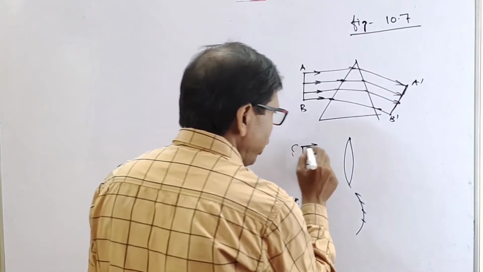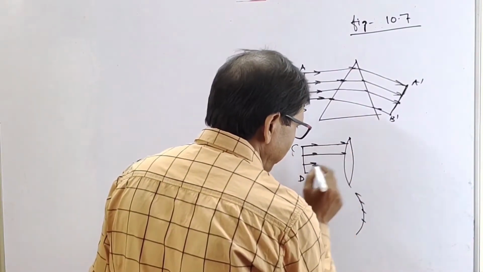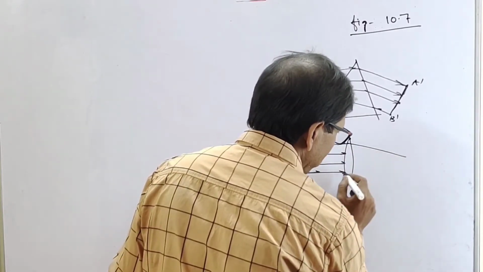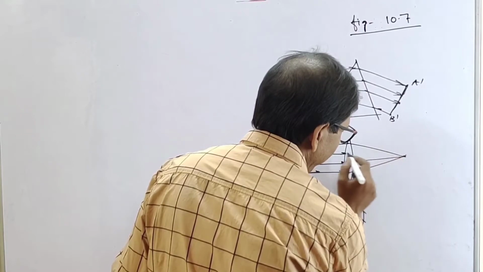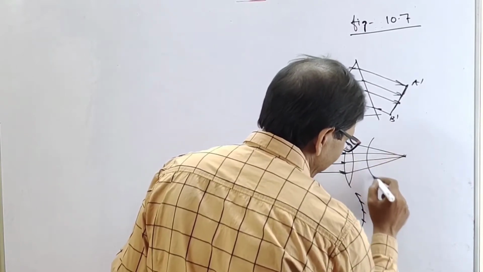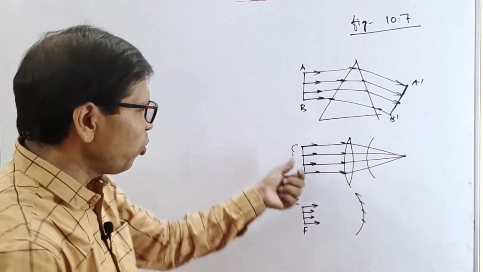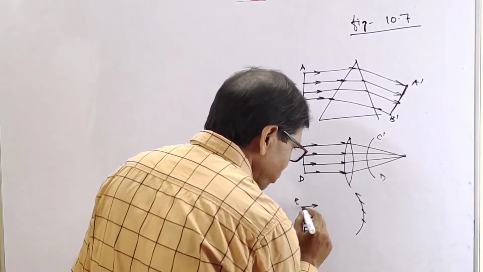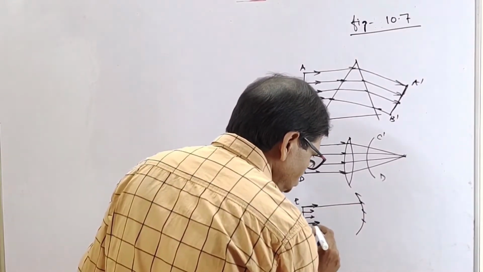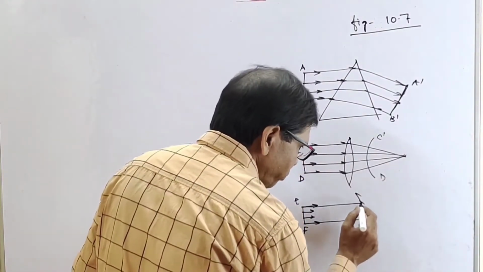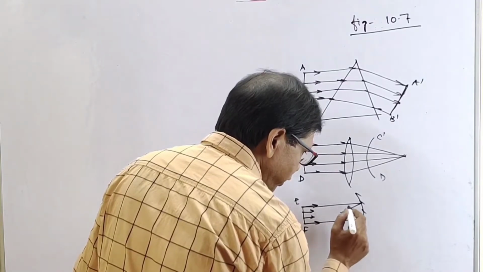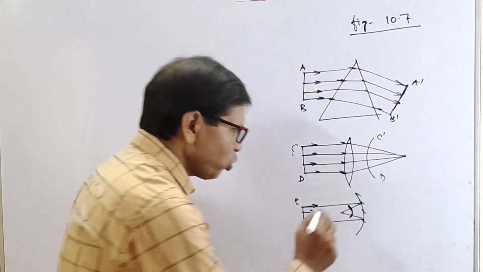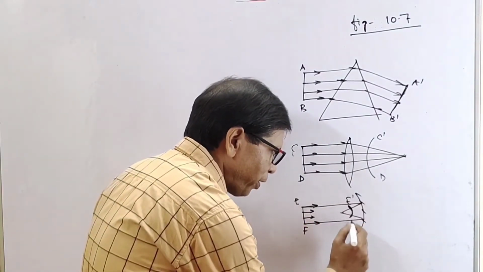Now in the same way, look at this. Any parallel rays incident on the lens meet at its focus. So the nature of the wavefront is spherical like this. This is C dash D dash. Now the parallel rays incident on the concave mirror meet at its focus. So the nature of the wavefront becomes spherical like this. This is E dash F dash.